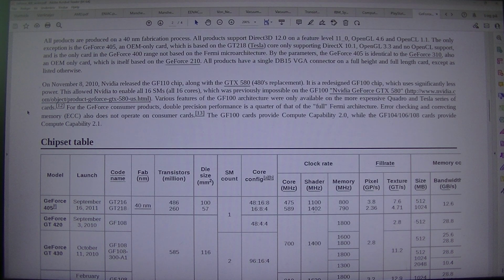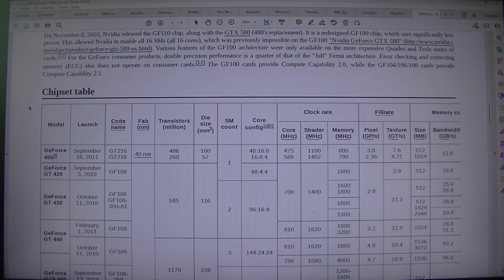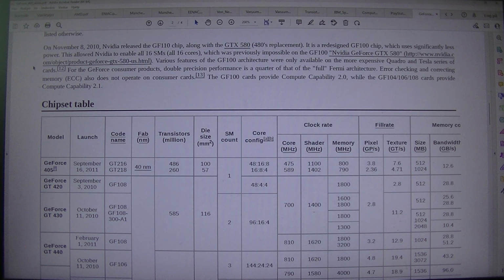All products have a single DB15 VGA connector on a full height and full length card, except Acer did otherwise. On the 8th of November, 2010, Nvidia released the GF110 chip, along with the GTX 580, the 480's replacement. It is a redesigned GF100 chip, which uses significantly less power. This allowed Nvidia to enable all 16 SMs, all 512 cores, which was previously impossible on the GF100.